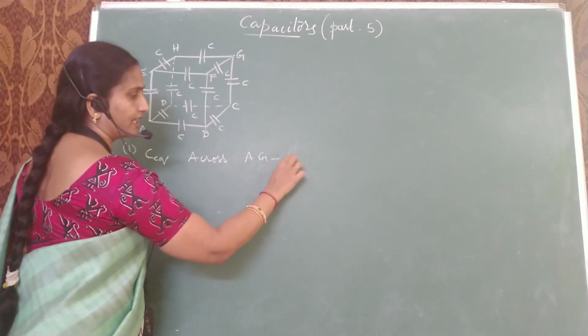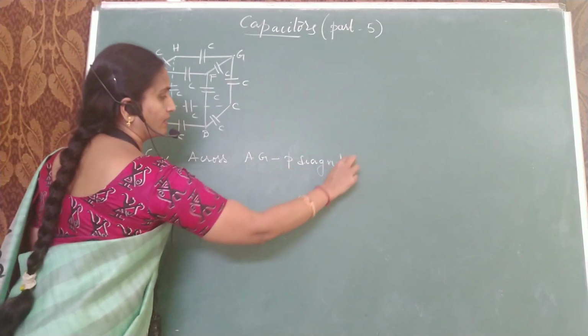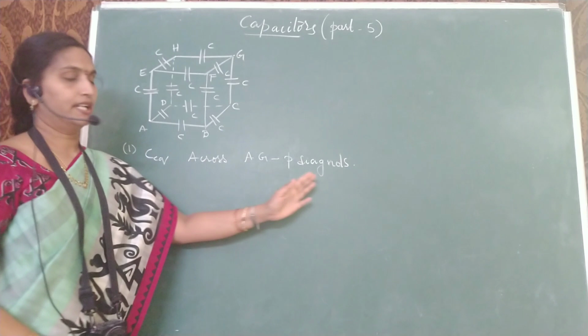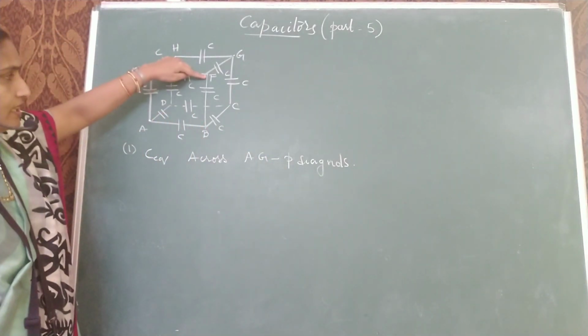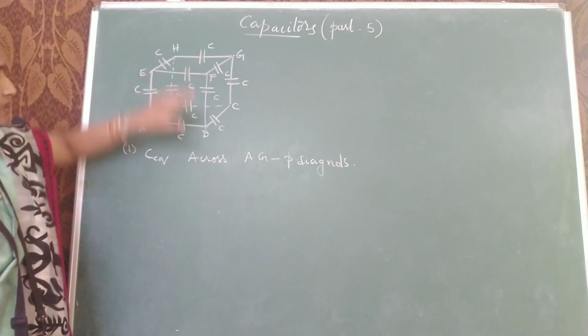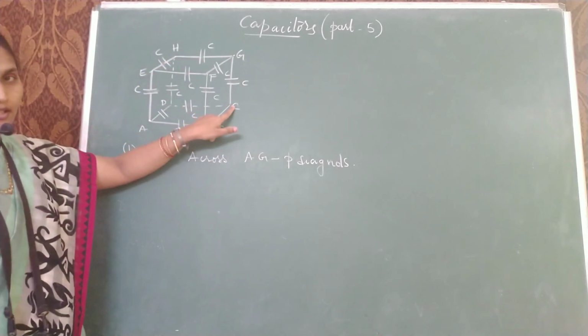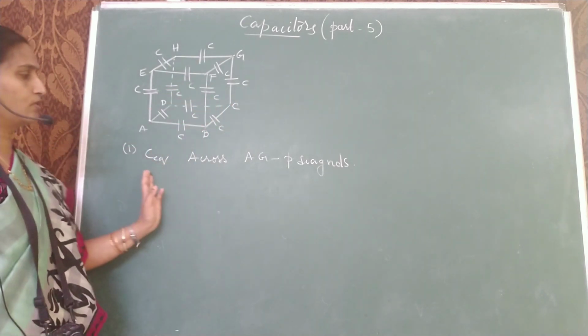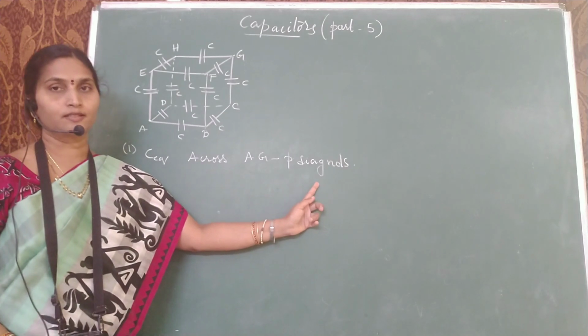This is the principal diagonal. So for all principal diagonals, answer will be the same. See, I can give you C, D and F. This is another principal diagonal between B and H or E and C. But whatever it is, answer is not going to change. For all the principal diagonals, you are going to get the same answer.